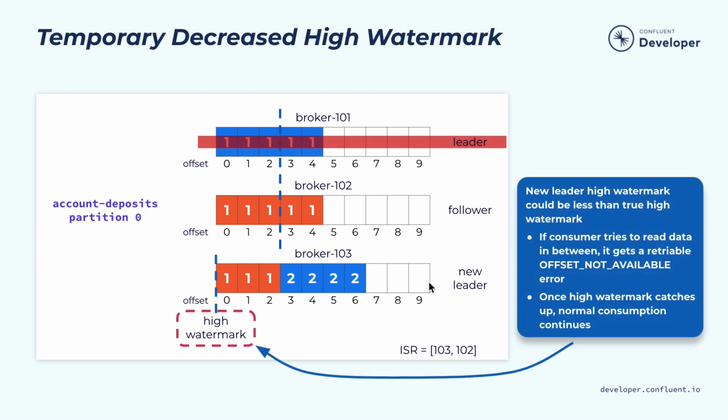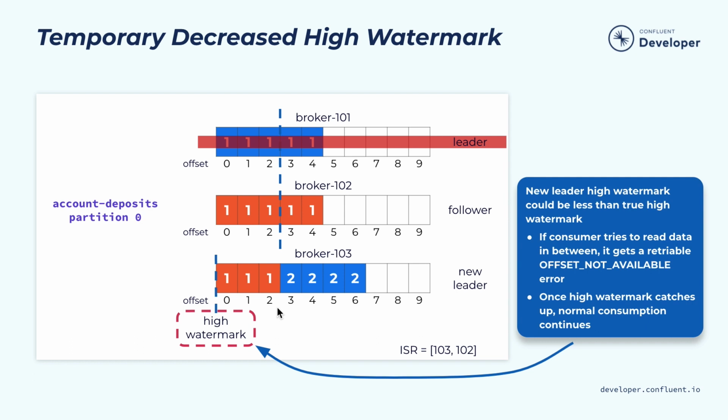If you are careful, you will notice there's a subtle issue with the high watermark once a new leader is elected. As you can see, the high watermark in this new leader is actually less than the true high watermark in the previous leader. Now, what happens if a consumer is issuing a fetch request in this time window asking for offsets in the middle, let's say offset 1?